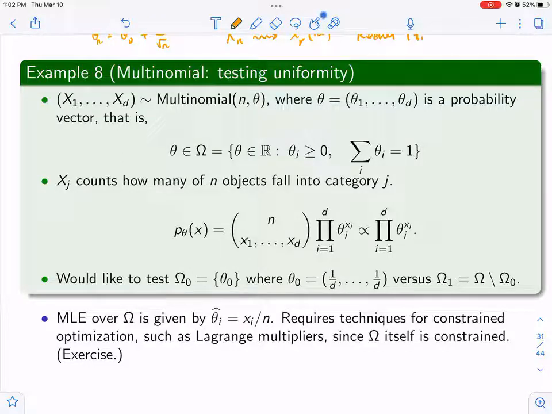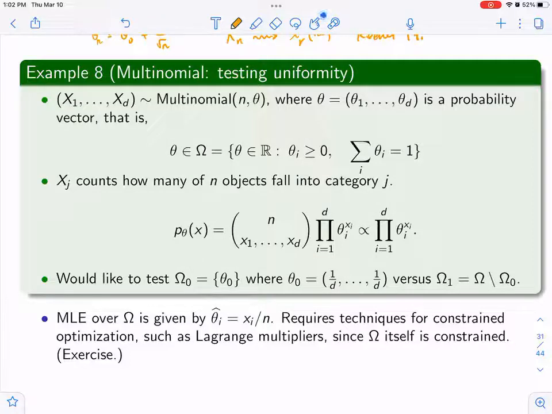If you do the MLE over omega, it's simple to derive. Hopefully people know how to do it. You could use a Lagrange multiplier: enforce this condition by a Lagrange multiplier argument, take the derivatives equal to 0 and try to satisfy this. In the end, the MLE is just xi divided by n.